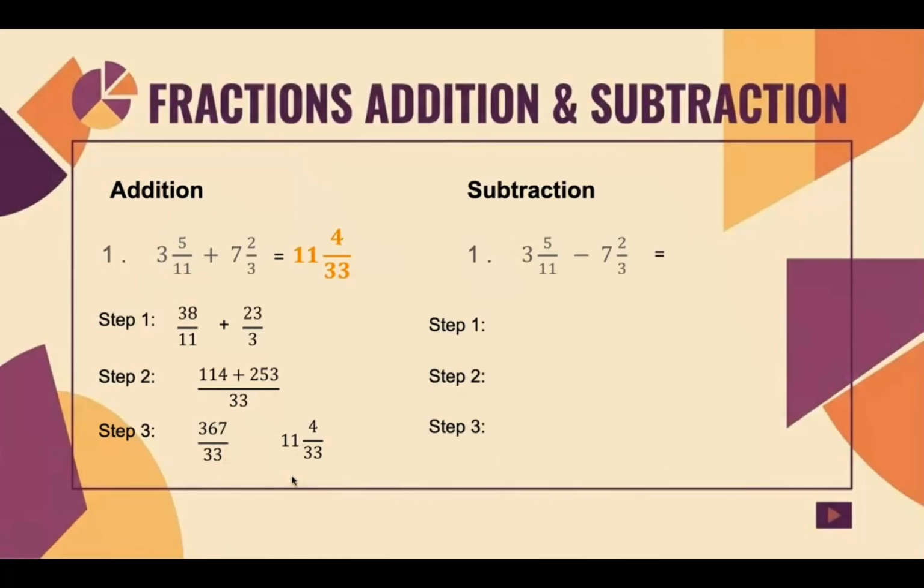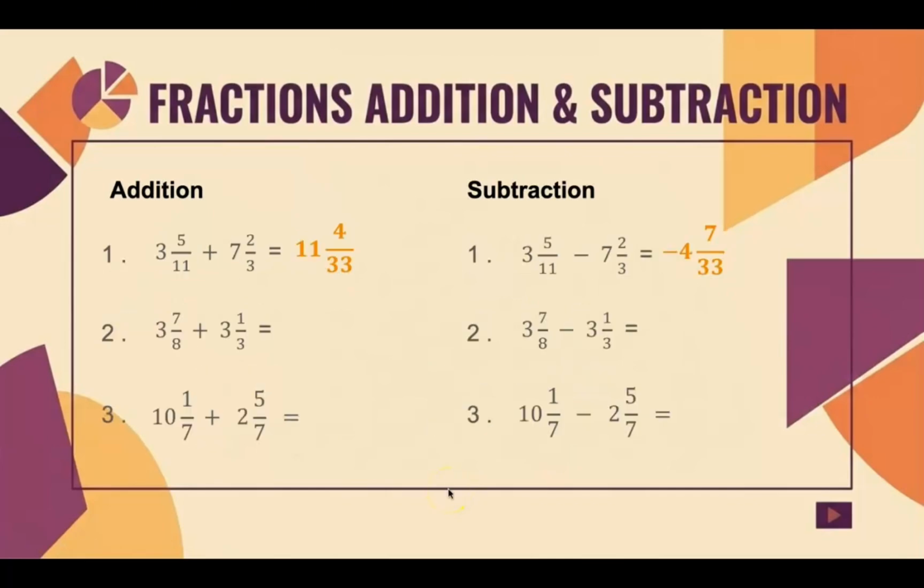Let's do the same steps for the subtraction problem, except we need to subtract the numbers. So for step 1, we will get 38 11ths minus 23 thirds, and for step 2, we will get 114 minus 253 over 33, since this is a subtraction problem. And then moving on to step 3, we need to do 114 minus 253, and we will get negative 139 over 33, which can be simplified to negative 4 wholes 7 33rds. So then our answer is negative 4 wholes 7 33rds.